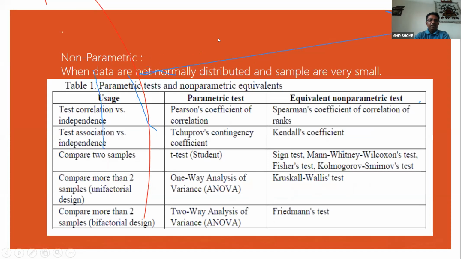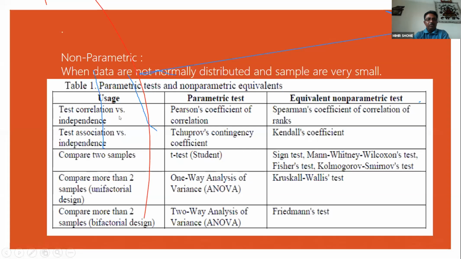Now, what is the difference? Which types of statistical analysis should we do when data are normally distributed or not normally distributed? Non-parametric tests are used when data are not normally distributed and samples are very few. For example, when we plot the data in a graph or chart, it should not be bell shaped. And another thing is that the sample is very small, it might be 6 or 10, not more than that. Then what are the uses of parametric and non-parametric tests?